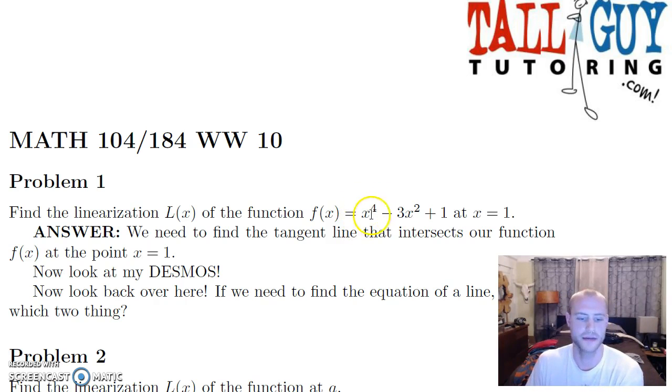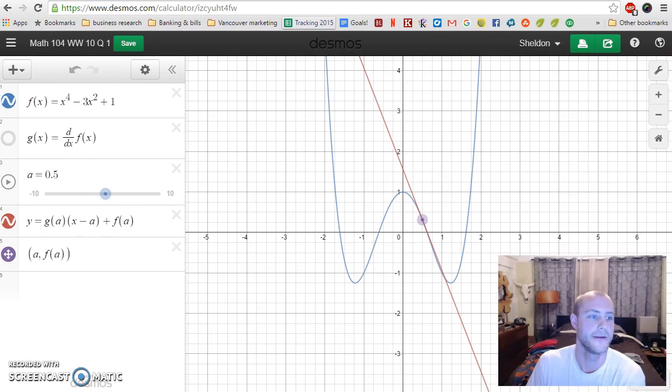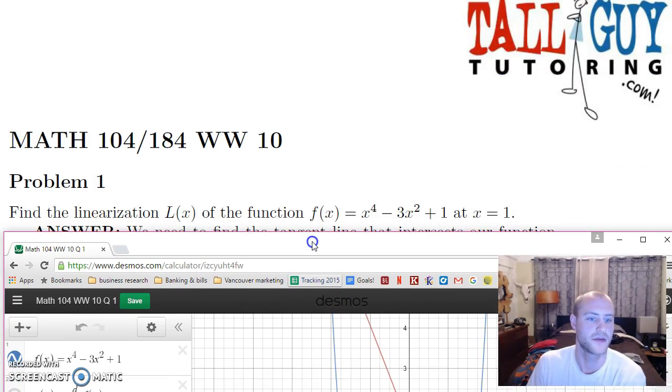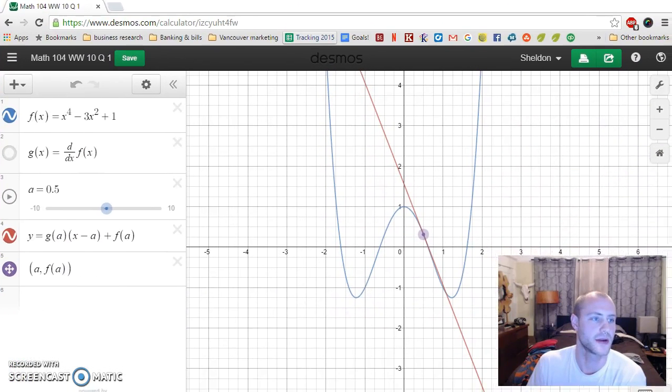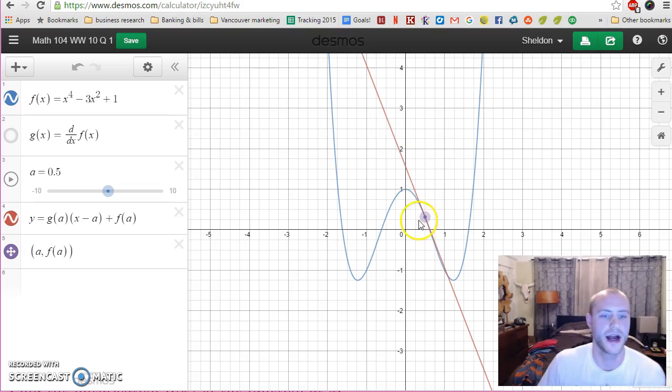So I made you guys a Desmos graph, and it looks like this. So this is actually the function. Let me just check. x to the 4 minus 3x squared plus 1. Okay, yeah, we got it. So here I have the red line. If you look at the red line here, this is the linearization of the blue function at this purple dot.